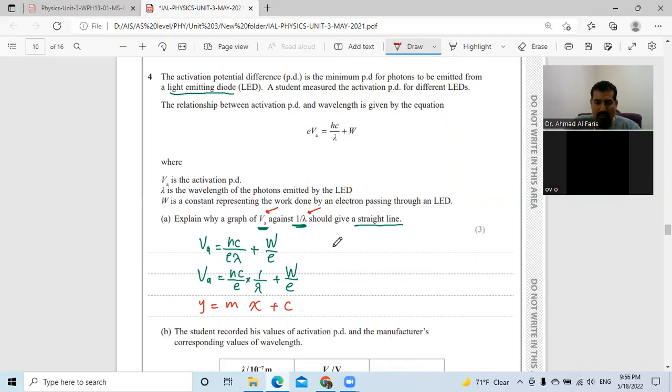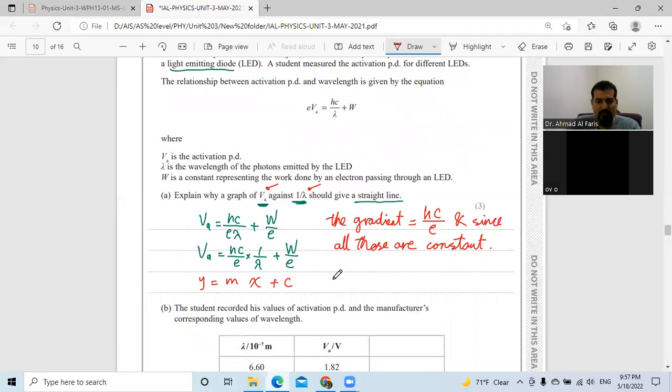So yes, the gradient equals hc over e, and since all these values are constant, it is a straight line. It is a linear relationship.